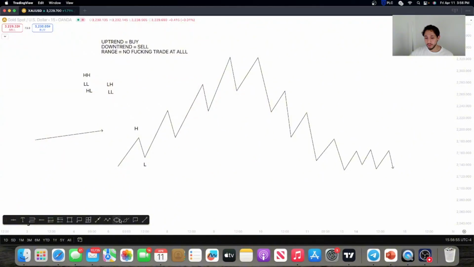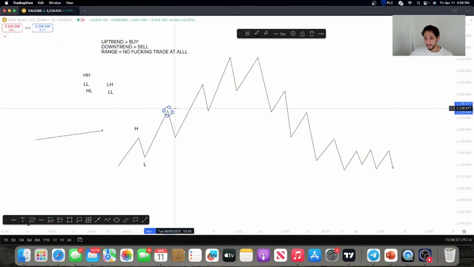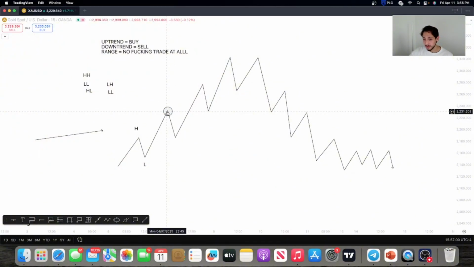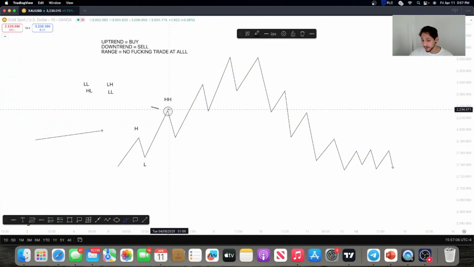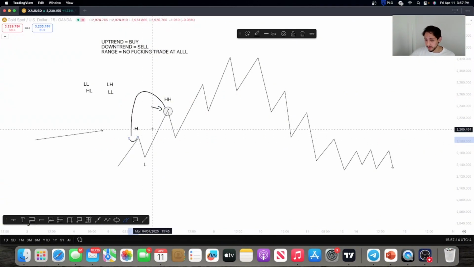Now, what do we have next right over here? This point over here is going to be considered a higher high. Now, why is this considered a higher high? The reason is very simple. It's because this high right over here is higher than the previous high, right? So you get that. This high here is higher than the previous one. We have a high here, and we have another high which is bigger, this one. So it's considered a higher high.